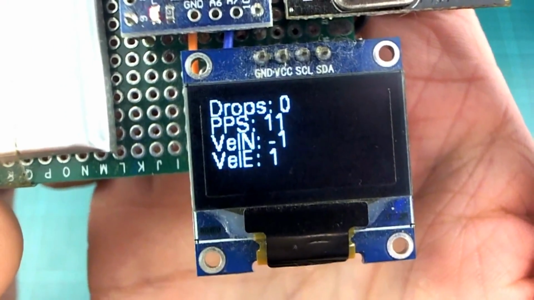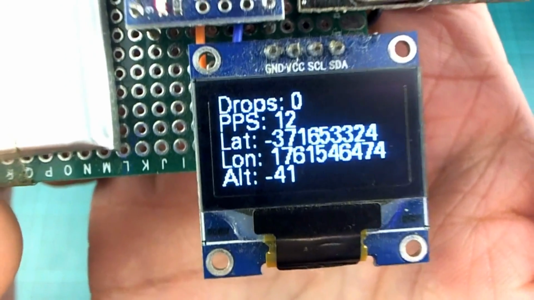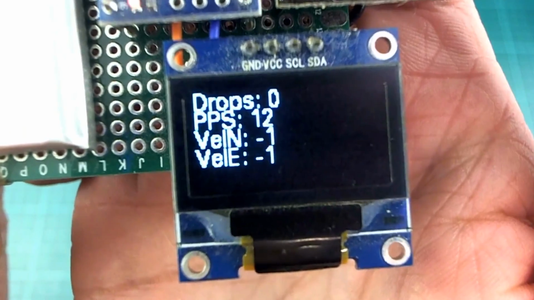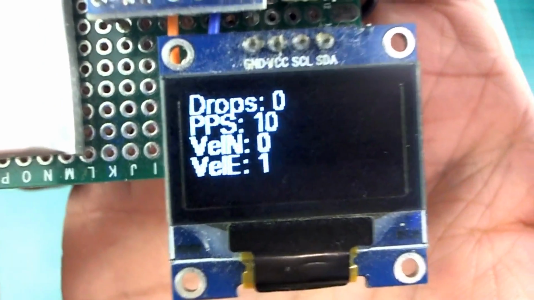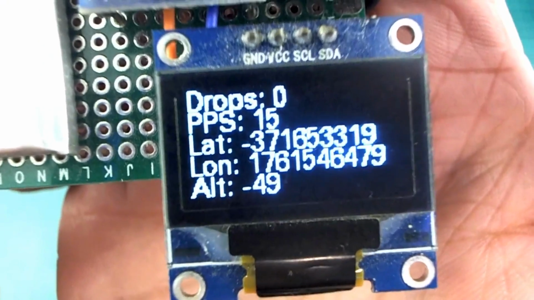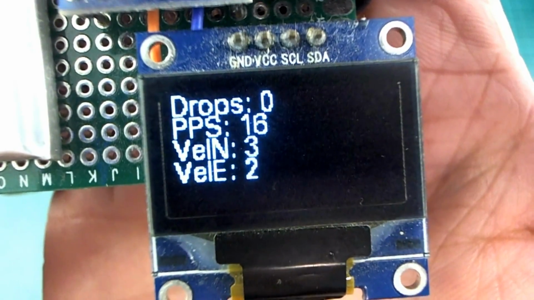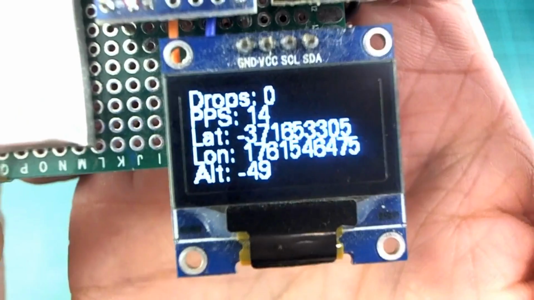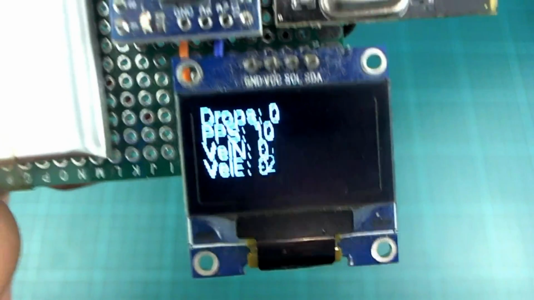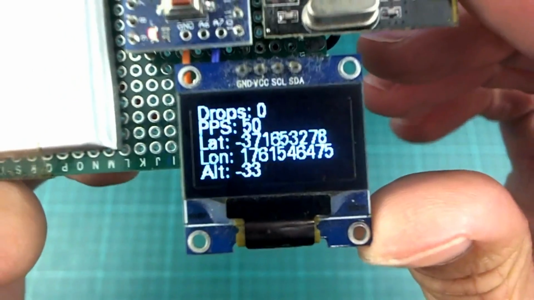Now you can see the velocity numbers changing, so these are centimeters per second. A value of 1 or 2 means it's basically not really moving, but you should expect to see something changing there. And then there's the lat long as well. Okay, so that's all that this tag does. Oh, and of course drops 0 is what you should expect to see when it's running properly like that. So that's how the tag works.